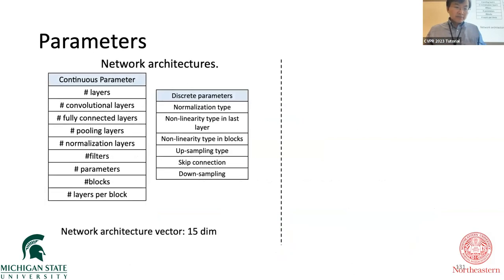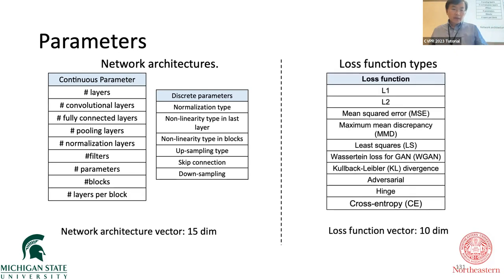Okay. In terms of parameters, this shows you an example of what parameters we are dealing with. These are the so-called network architecture parameters, describing the architectures. We have both continuous parameters such as number of layers, number of convolutional layers, fully connected layers, and so on and so forth. Okay. We also have discrete parameters, which are more like a yes or no or multiple selections, such as whether skip connection is used, right? Upsampling types. These are all discrete. Okay. In terms of loss functions, we have 10 dimensions. These are the possible loss terms people ever use in training a GM, right? Suppose I have one GAN model utilizing L1 plus MSE plus least square. Then I'm just saying 1, 1, 0, 1. So it's kind of a one-hot or multi-hot vector indicating which loss function was used.